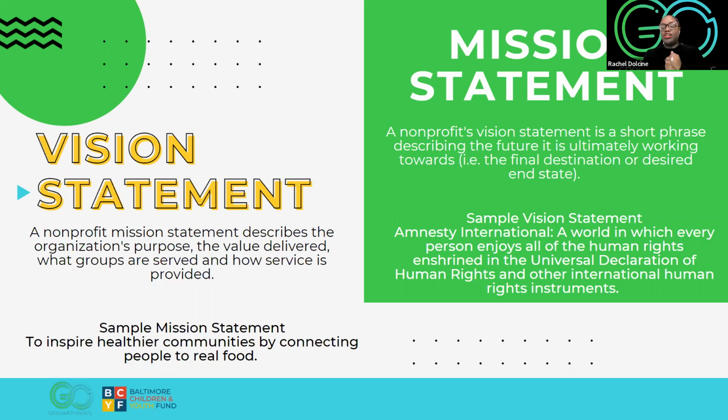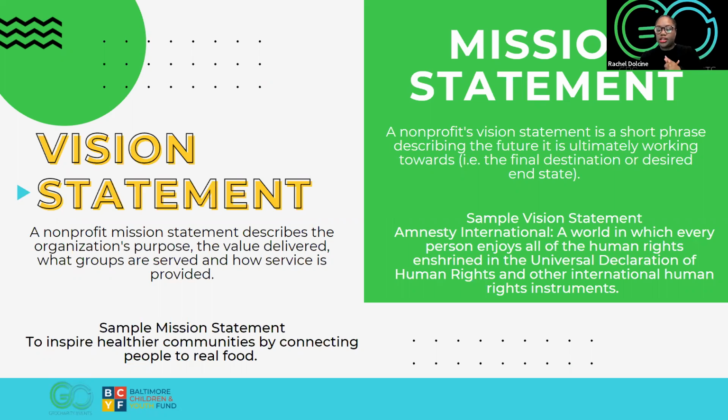Right? Vision statement, which is the one in the green, I know it says mission statement. A nonprofit's vision statement is a short phrase that describes the future it is ultimately working towards, right? So this is an ideal statement. Your vision statement is ideally, all things being equal, you reach all the goals you want to reach. What is the ultimate destination? What is the desired end outcome of the work that you are doing, right?